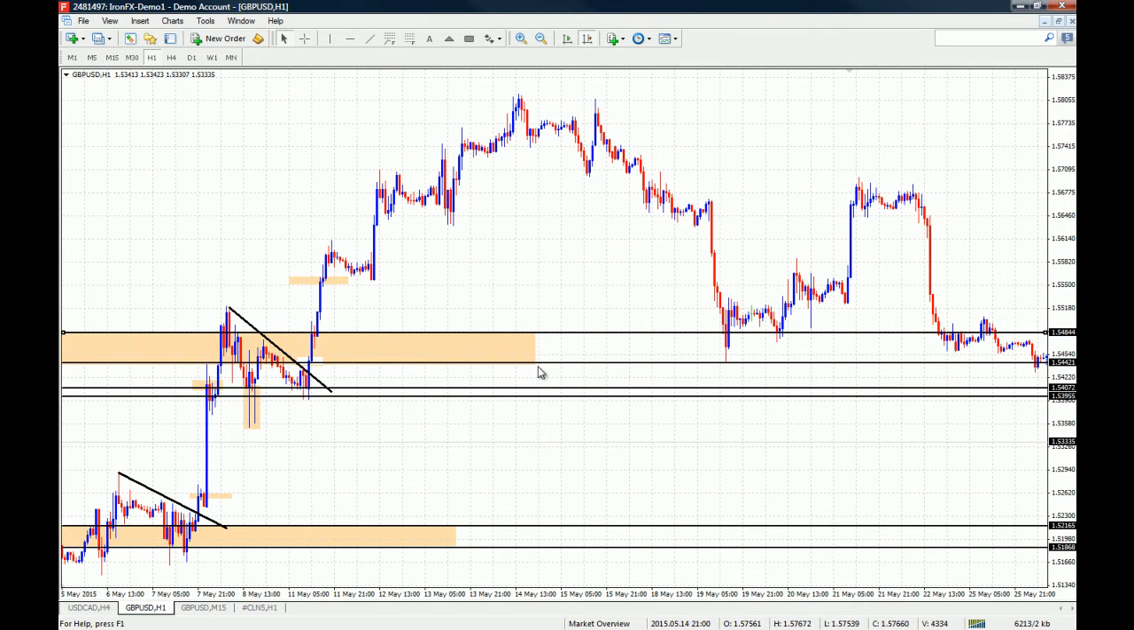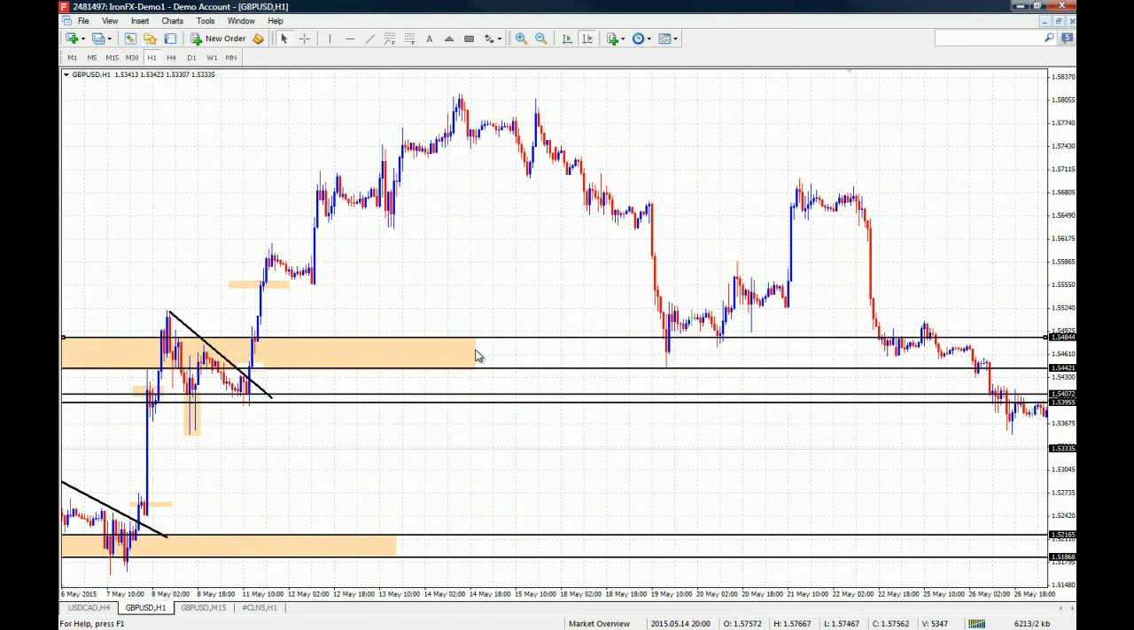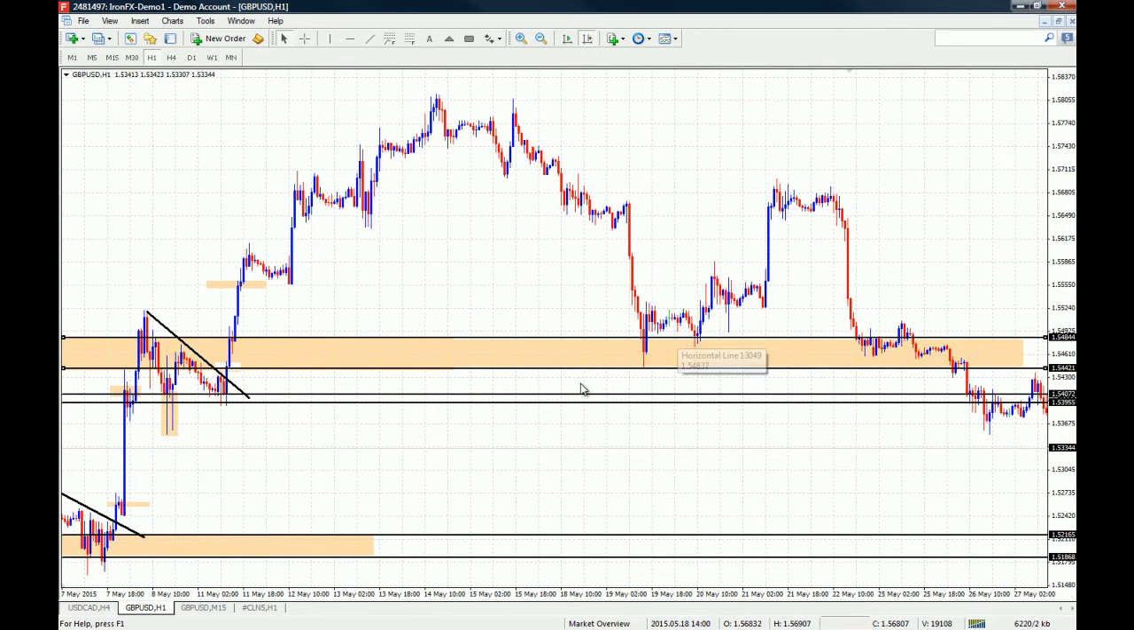Okay, let me just go ahead and grab this rectangle tool, I'm just going to grab a new one, and put the rectangle on this area of support. You can see that price comes back and we find buyers here. Remember that we are not going to trade the first reaction. We need to know for sure that we are going to break to the upside.